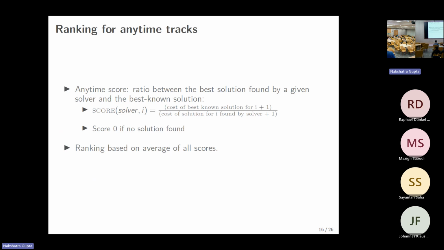In the anytime track, we want to find a solution as low cost as possible within a fixed timeout. As a metric here, for a fixed instance I, we do our best to figure out the best known solution. We look at the exact solvers, if they happen to solve it to optimality, we look at the other anytime solvers, and we look at previous years. Then we take that value and divide it by the cost of the solution that your solver found. This results in a number between 0 and 1. 0 is bad, 1 matches the best known cost. Then we average that score over all instances, and this is how we rank you.